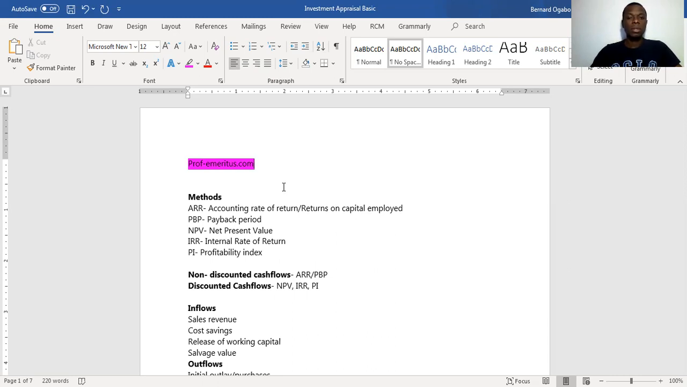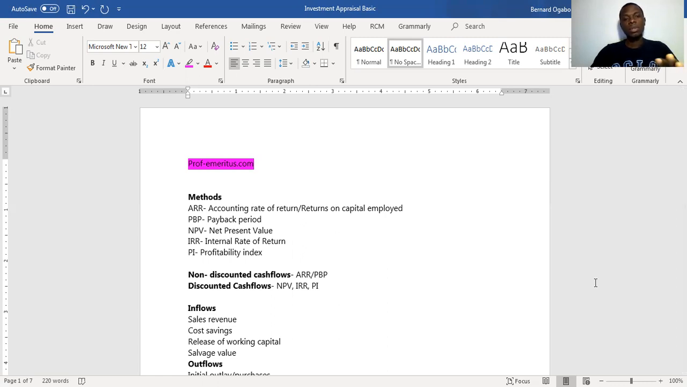When you just log or open the web page, you're going to find the subject areas: financial reporting and corporate reporting, financial management and advanced financial management. Under financial management and advanced financial management, click on that and you are going to find investment appraisal basic. You download the question that has been provided on that page. That will help you to follow the solutions.